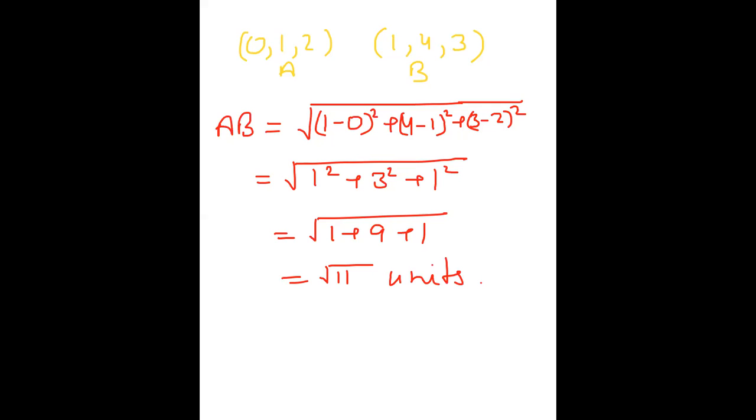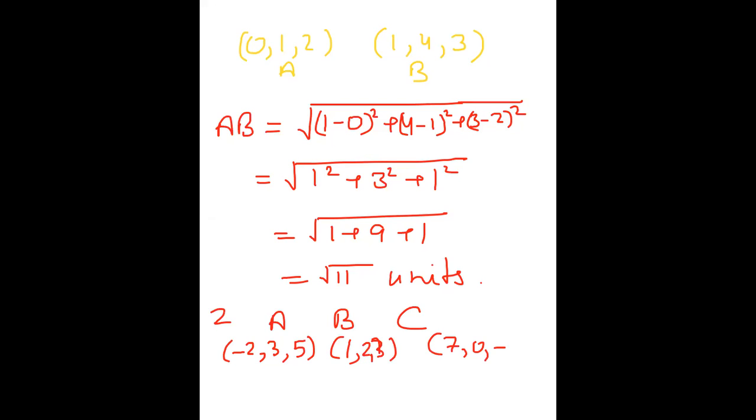Now there could be, see, one question is given, question number 2. There are 3 points given. We could say them A, B, C. A is having coordinates minus 2, 3, 5. B is having coordinates 1, 2, 3. And C is having coordinates 7, 0, minus 1. We need to show whether it is collinear or not.